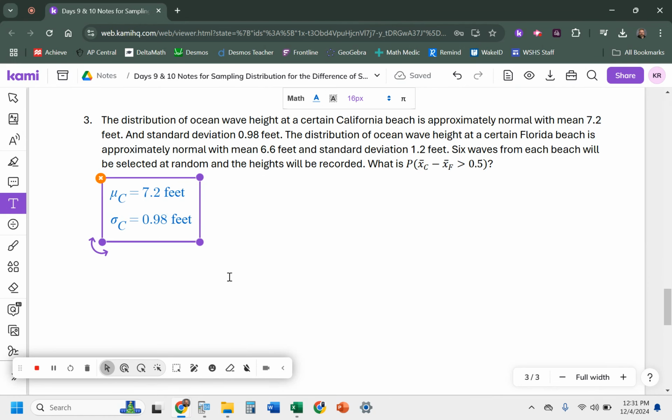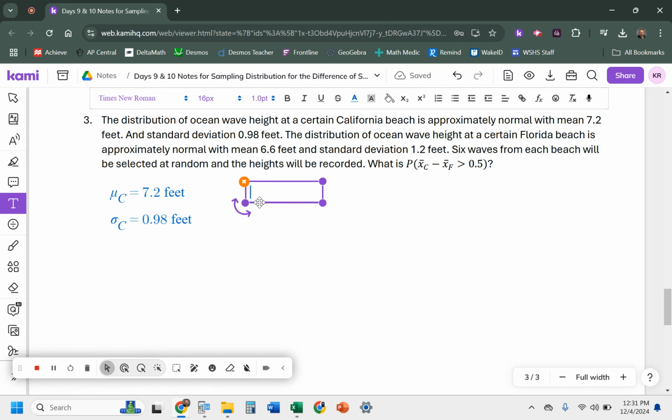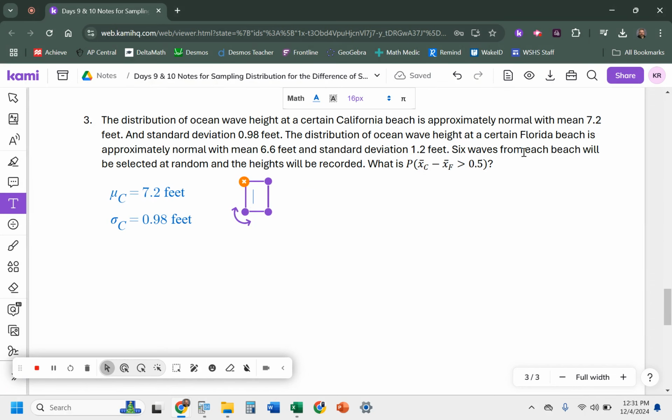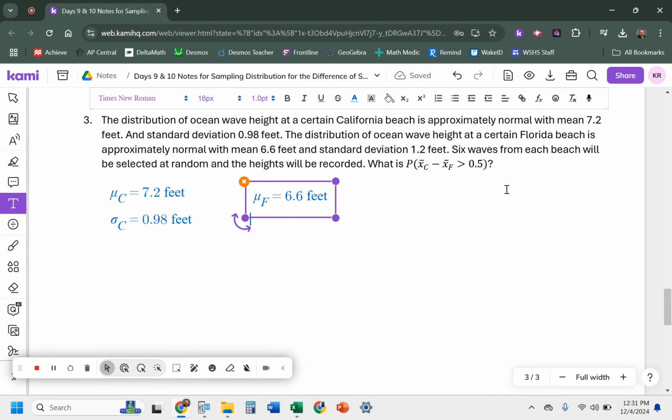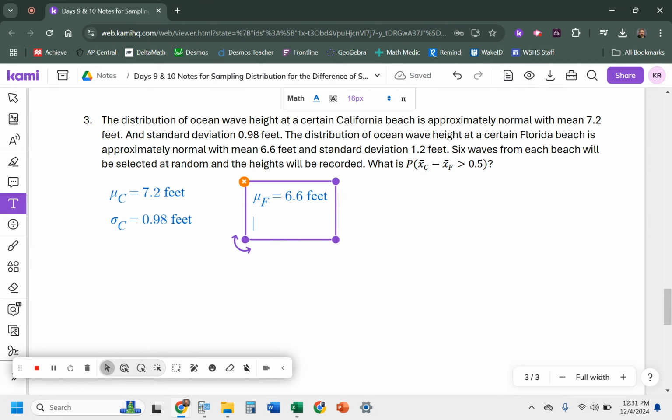So that's the waves from the California beach, those first 2 values. Now, I also want to do the same thing for the waves from the Florida beach. So the mean wave height for the waves on this Florida beach turns out to be 6.6 feet. And the standard deviation for the wave height for the waves on this particular Florida beach is 1.2 feet.